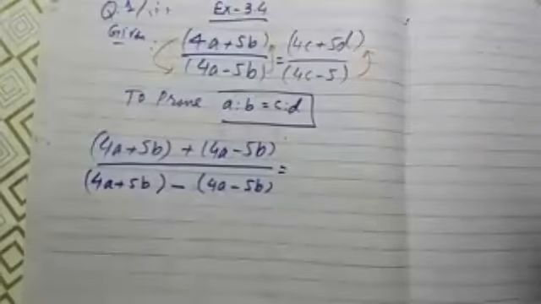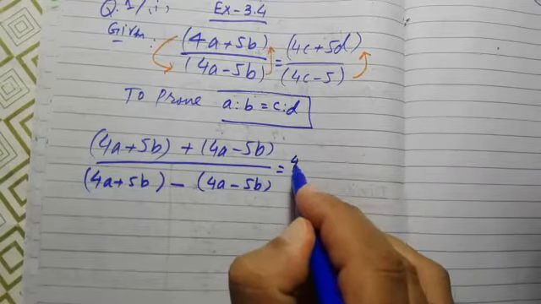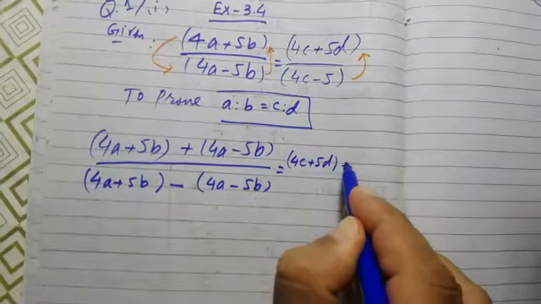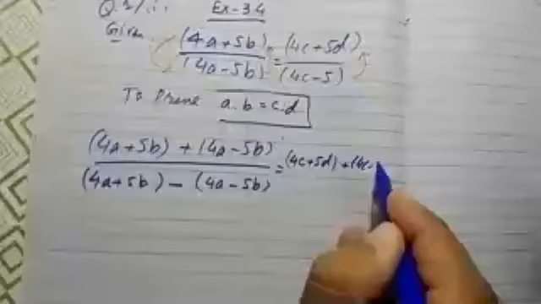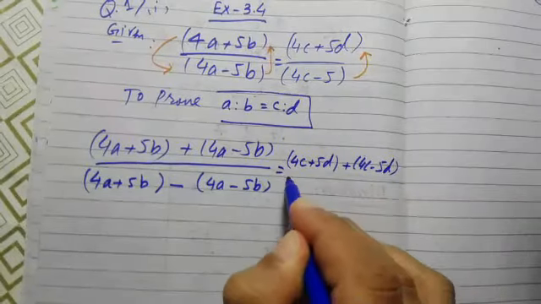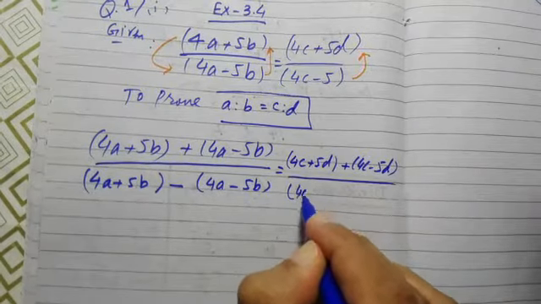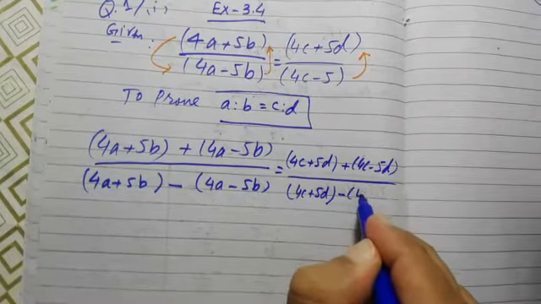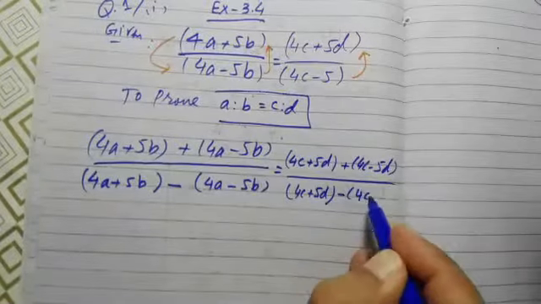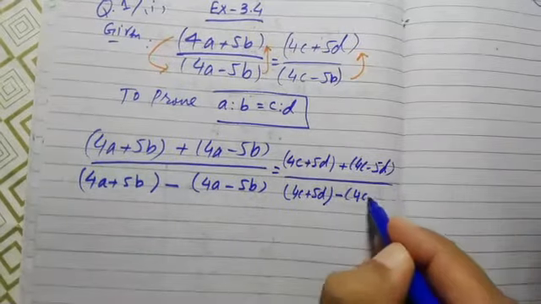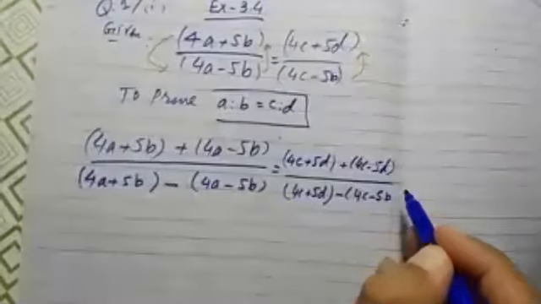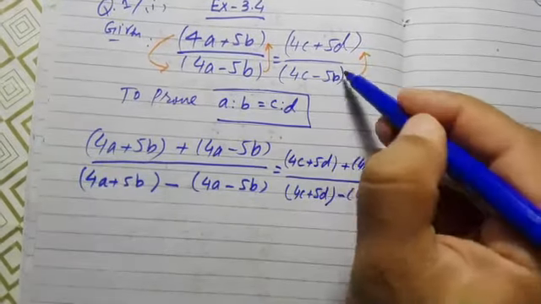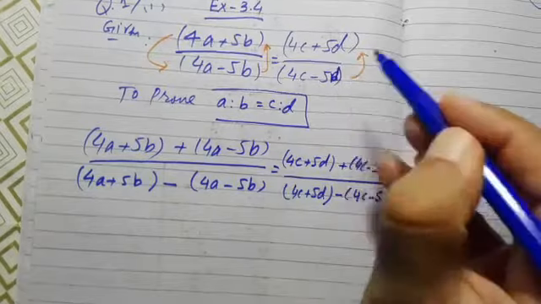Same process, means 4c plus 5d. We will add up the term from the denominator, that is 4c minus 5d. So again, 4c plus 5d, this is a term of the numerator, and you will subtract the term in the denominator, that is 4c minus 5d. I believe this must be d. Fine. So 4c minus 5d.